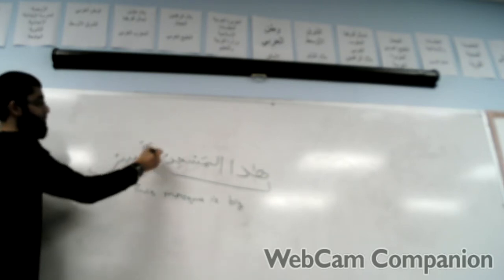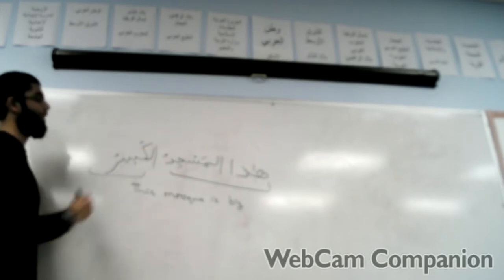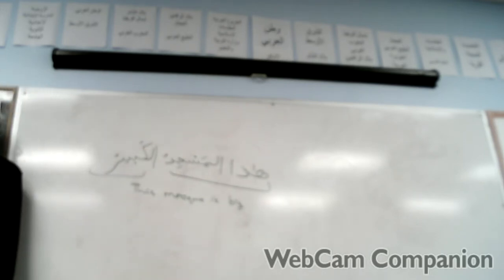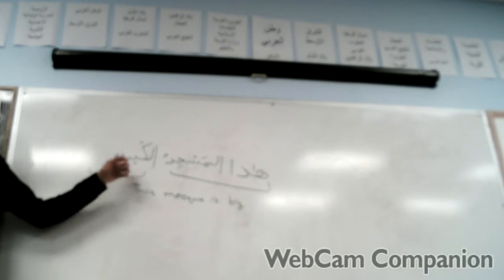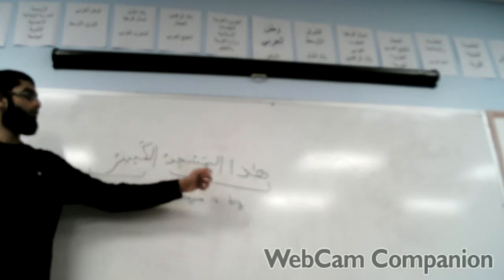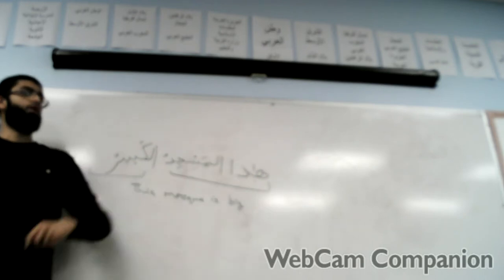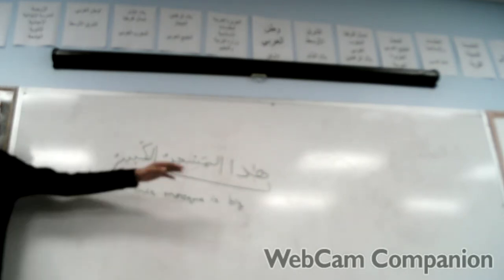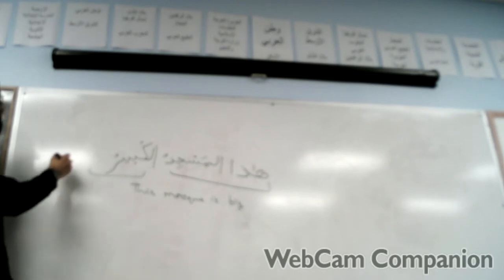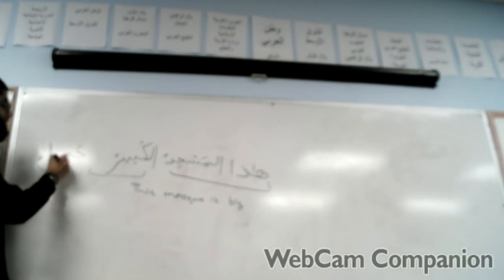Now, what if I took out the dhamma and said هذا المسجد الكبير? It's an incomplete sentence, which means this big mosque. There is no khabar in this sentence. All you have is an adjective, a noun, and a demonstrative pronoun. If I said هذا المسجد الكبير جميل, now does it become a sentence? Yes.